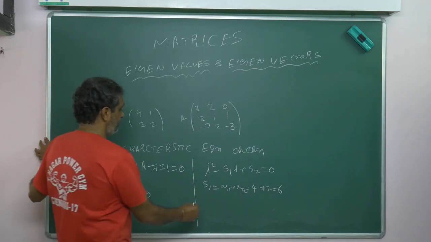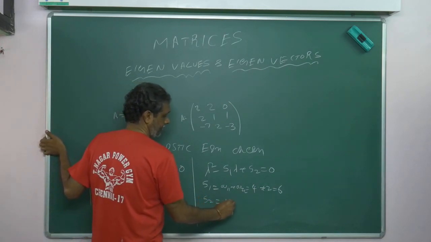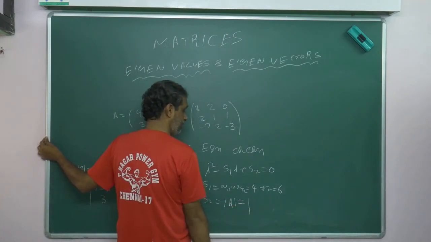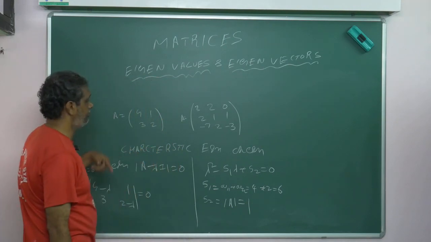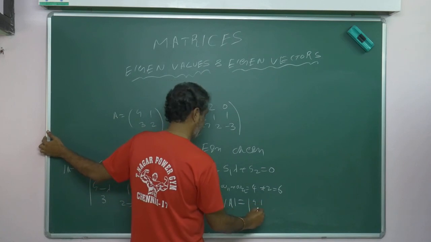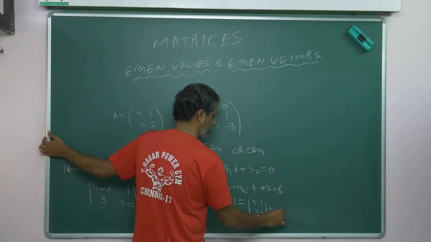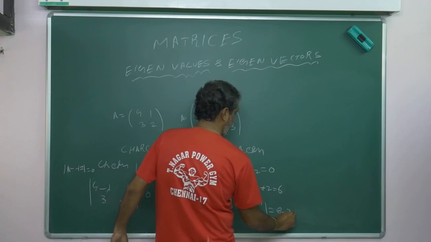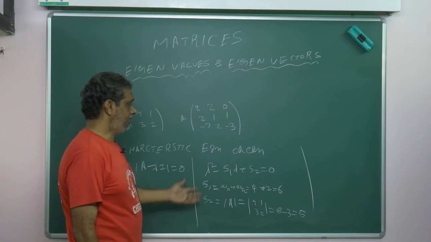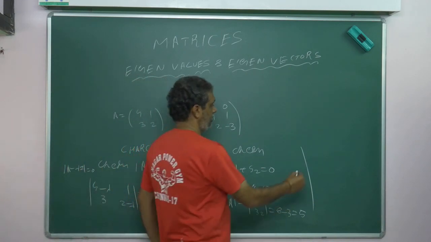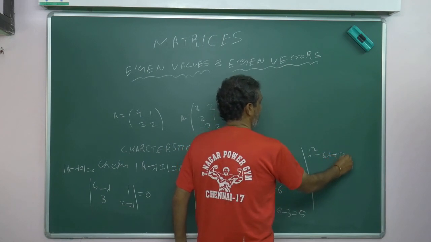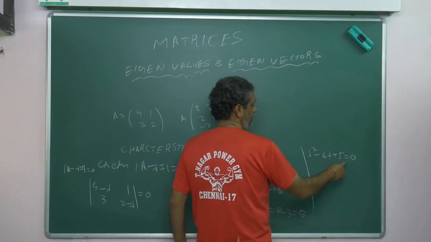Then what is S2? The determinant of A. Determinant is different, matrix is different. A matrix you keep in brackets, a determinant you keep in straight lines. 4, 1, 3, 2. So this is equal to 8 minus 3, that is 5. Everything is in my hand now, so substitute: lambda square minus 6 lambda plus 5 is equal to 0. S1 is 6, S2 is 5.